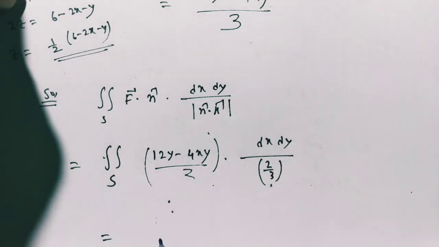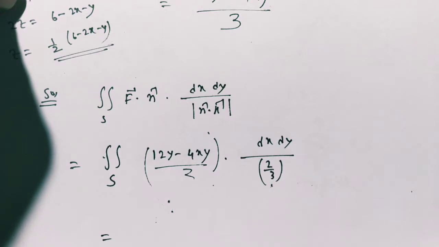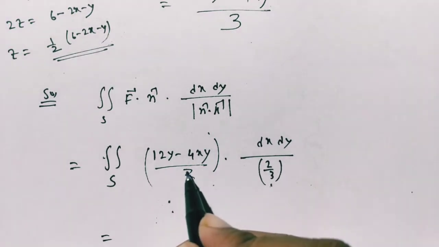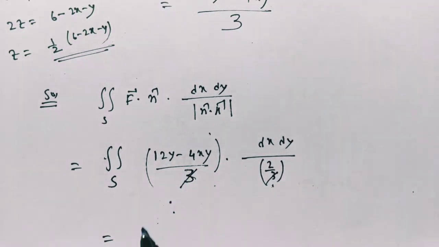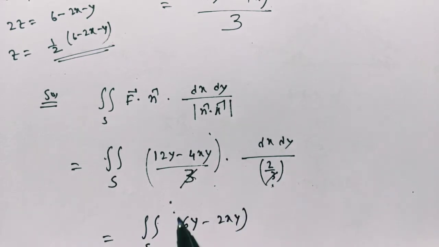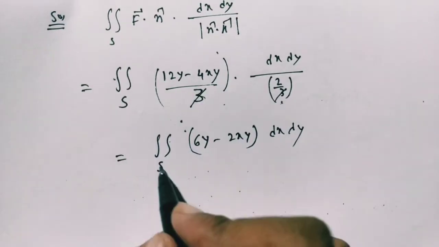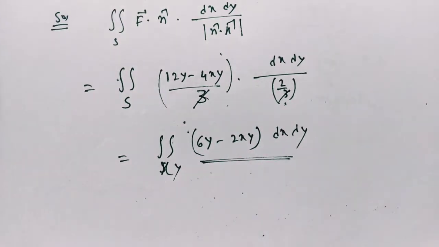So if we simplify it, we will get 6y minus 2xy into dx dy. This is 12y minus 4xy divided by 3, so this 3 cancels out. If we divide this, then it will be 6y minus 2xy into dx dy. So now this is the region on the xy plane. Now we have to evaluate this double integration with proper limits.